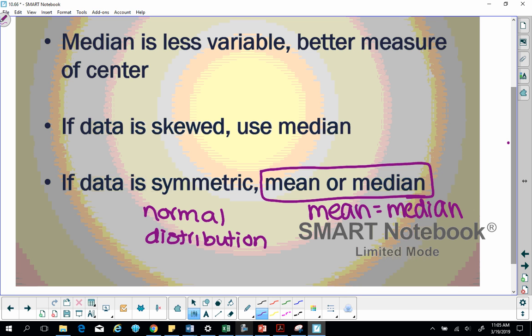And so a lot of the milestone questions are based on just this lesson. Most of them that you'll see are based on, do we use the median or the mean?